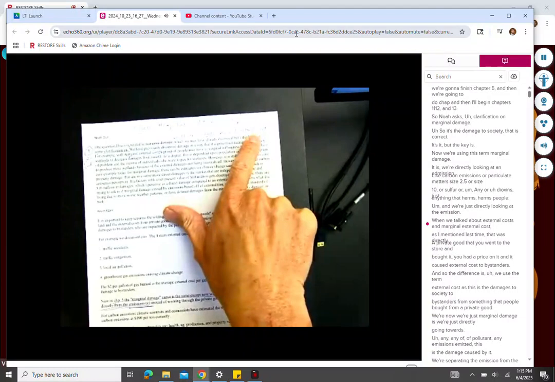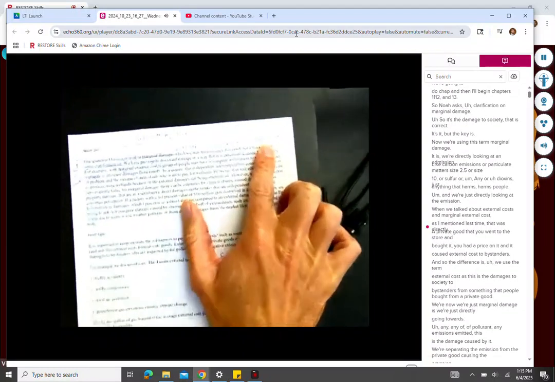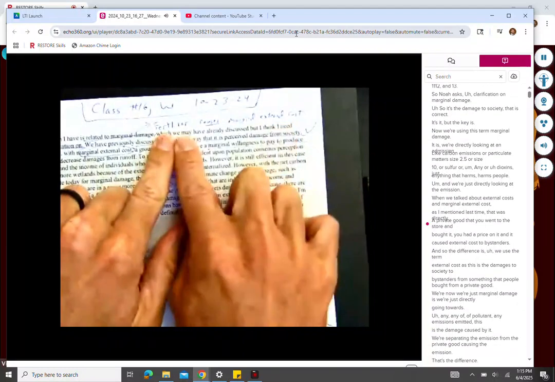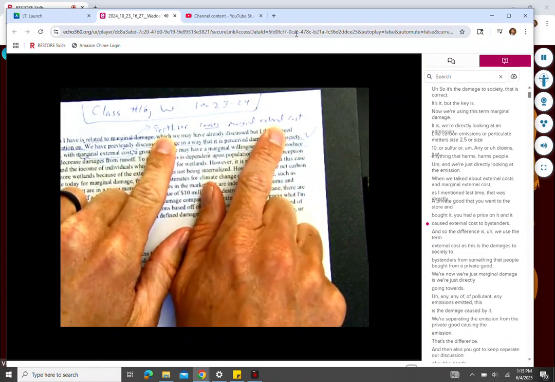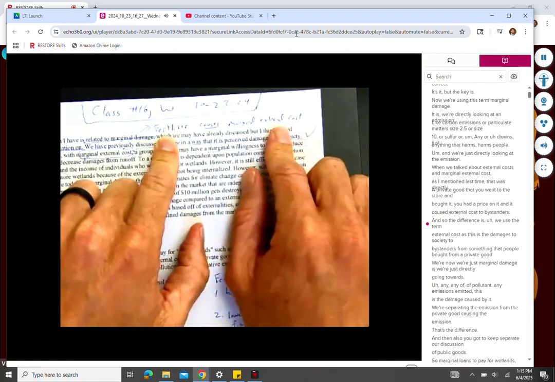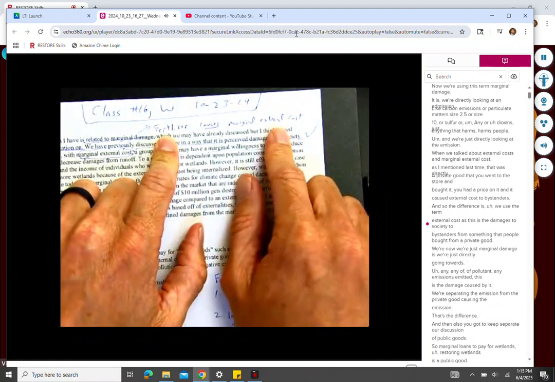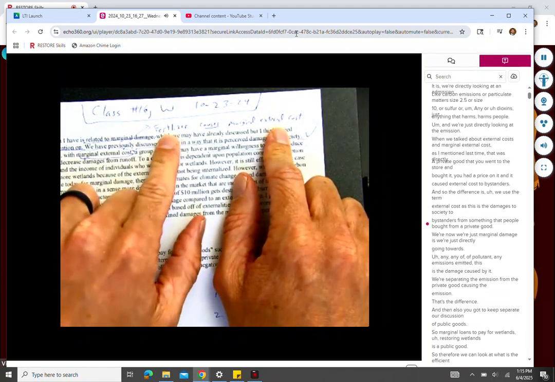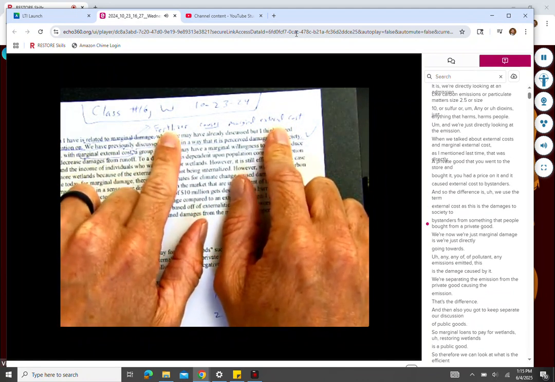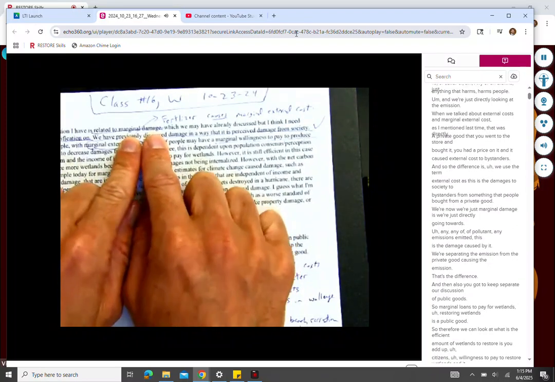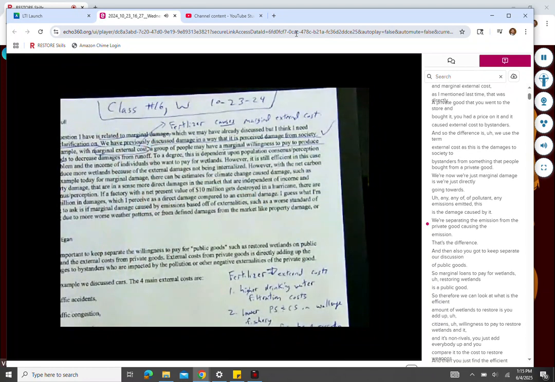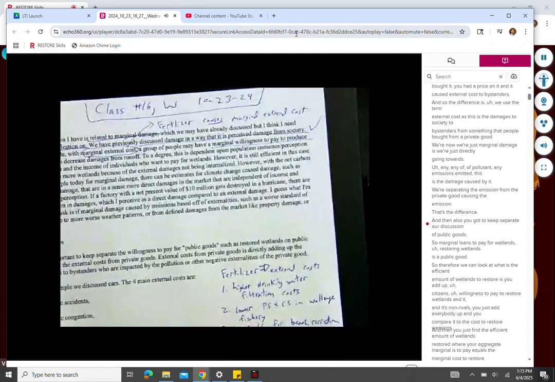When we talked about external cost and marginal external cost, as I mentioned last time, that was directly a private good that you went to the store and bought, or you had a price on it, and it caused external cost to bystanders. So the difference is that we use the term external cost as the damages to society, to bystanders, from something that people bought as a private good. Whereas now, marginal damage is we're just directly going towards any emissions emitted. This is the damage caused by it. We're separating the emission from the private good causing the emission.